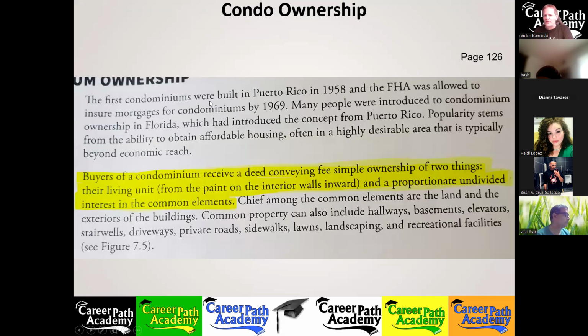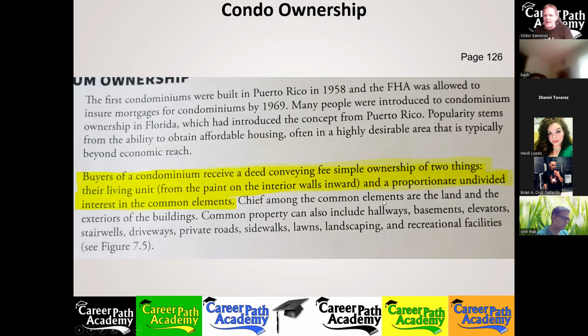Now, the first condominiums were built in Puerto Rico in 1958, and the FHA was allowed to insure mortgages for condominiums by 1969. Many people were introduced to condominium ownership in Florida first, which had introduced it from the concept that Puerto Rico had. Popularity stems from the ability to obtain affordable housing, often in highly desirable areas that are typically beyond most people's economic reach. Imagine buying on the beach in Florida. Who could afford that? But a condominium can make it significantly more affordable.